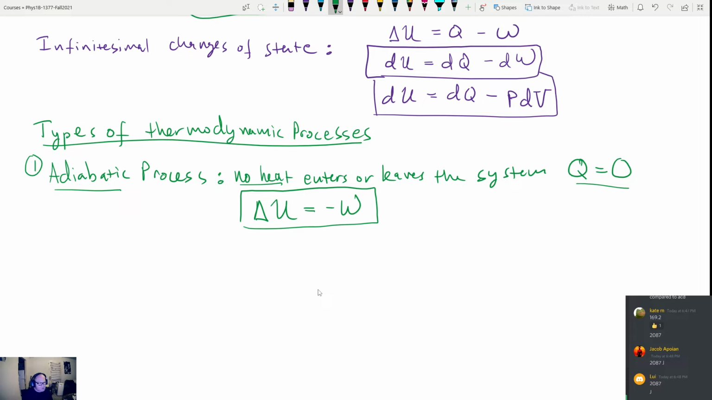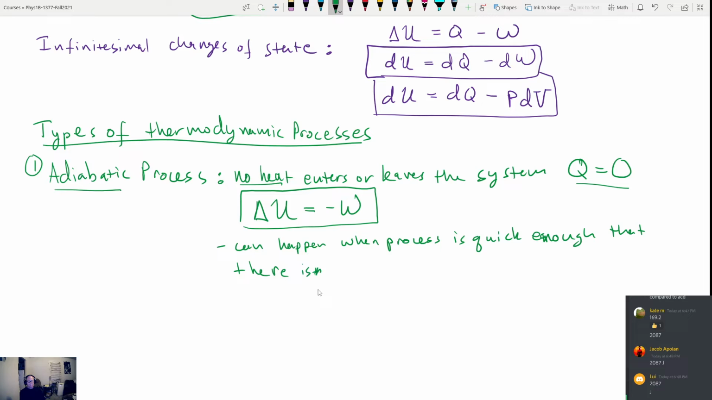So adiabatic processes usually occur when the process occurs quickly. So when the process is quick enough that there isn't any time for heat to actually enter the system before the changes occur. And examples of this would be some of the strokes of an internal combustion engine.